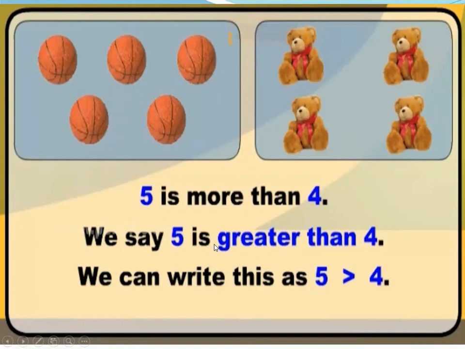How do we say that? We say that 5 is greater than 4 because 5 is a bigger, greater, more number compared to 4. So we can write this as 5, put the greater than sign, and then the number 4. So 5 greater than 4. We write it in a mathematical form like this. In word form, we write 5 is greater than 4.